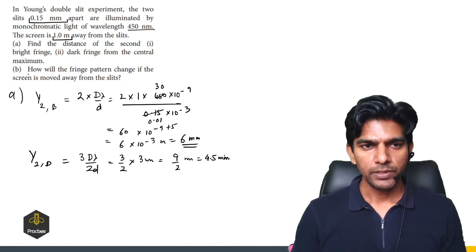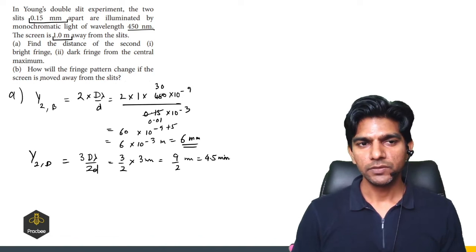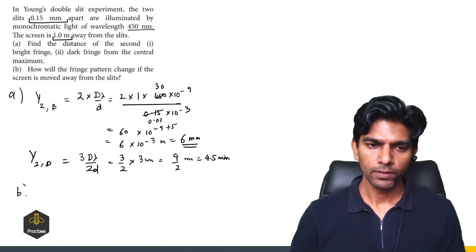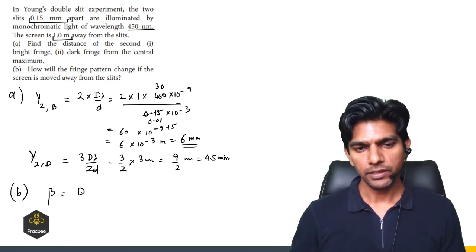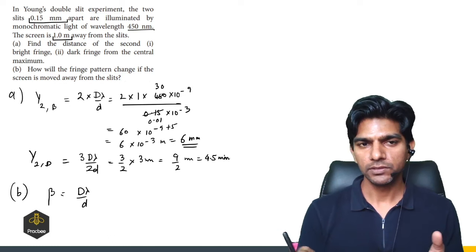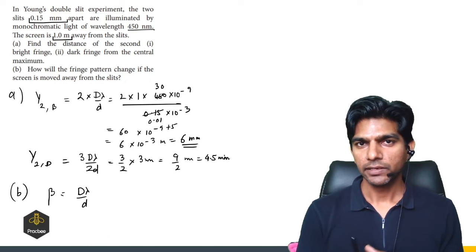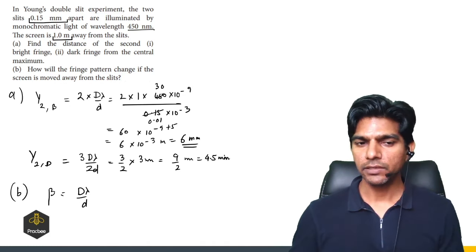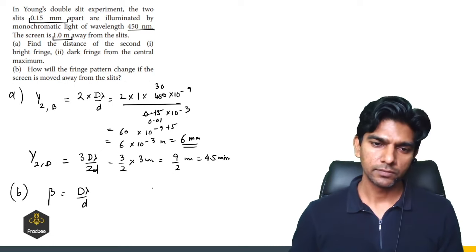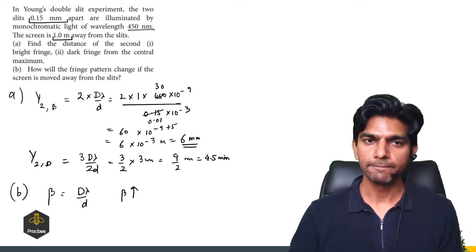Now let us see the B part. How will the fringe pattern change if the screen is moved away from the slit? So beta is Dλ by small d. And if we move the slits away from the screen, then capital D will increase. As capital D increases, beta will increase. So the spacing between the fringes will increase. So beta will increase, right?